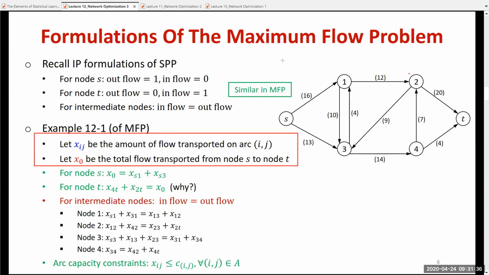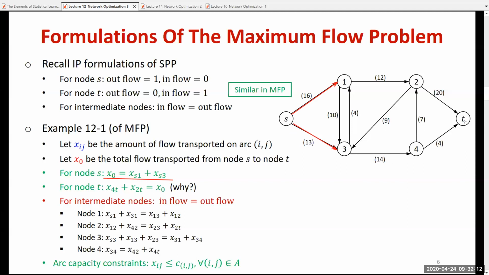Now it's clear, using the same idea that we used in the SPP. For node S, I have x0 as the total number transported, right? And from S, you can go to nodes 1 and 3. So immediately I have x0 equals xs1 plus xs3. This is for node S, node 0.